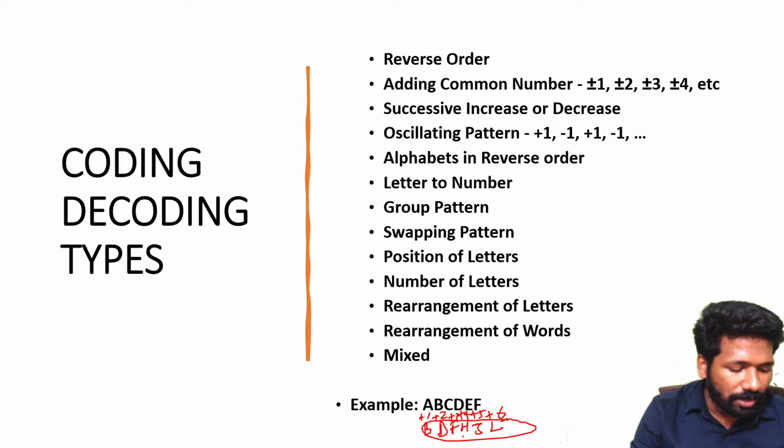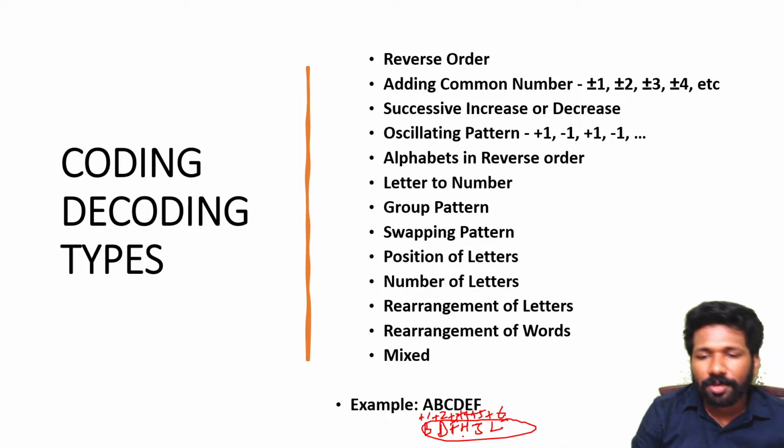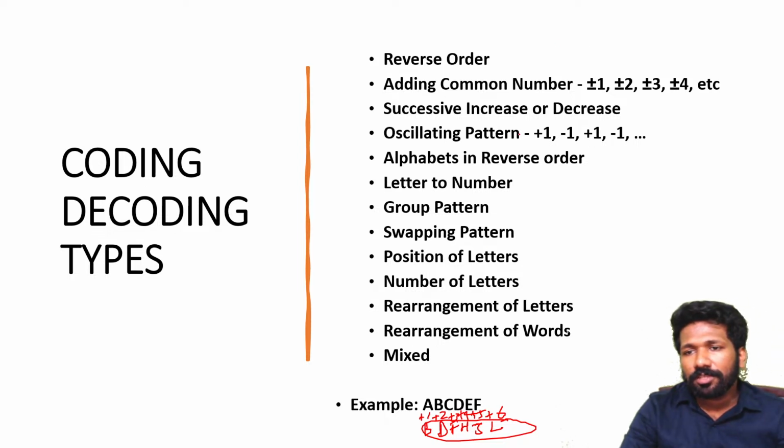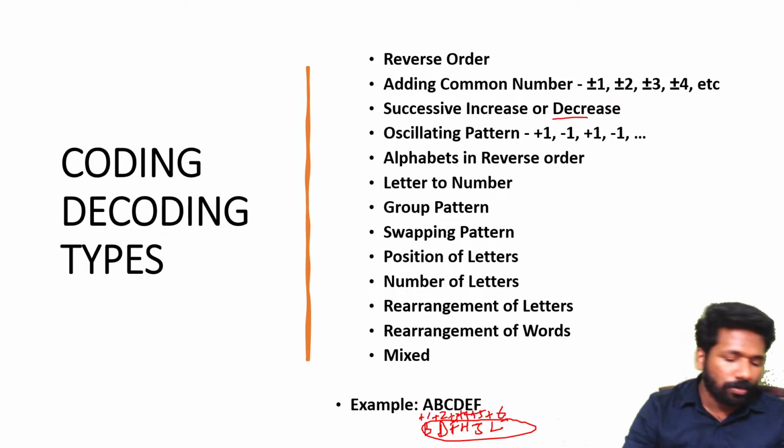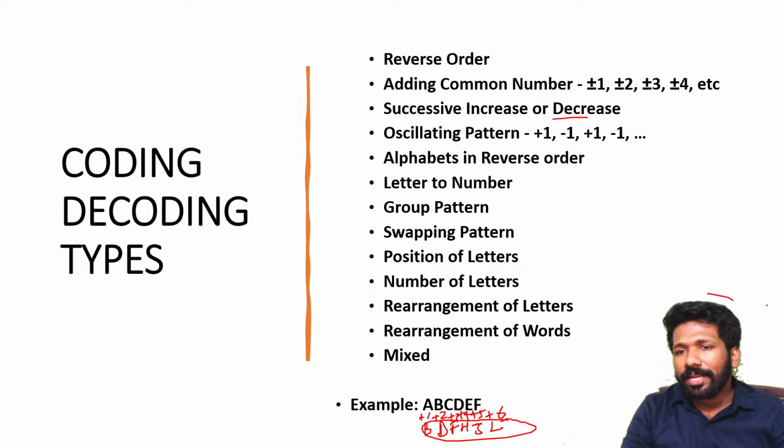Similarly, they will give another word and ask you to answer what will be the code for that. So successive increase or decrease, like instead of adding 1, 2, 3, 4, 5, 6, it can be subtracting 1, 2, 3, 4, 5, 6. Now oscillating pattern also can be there.